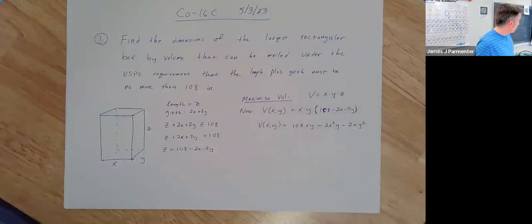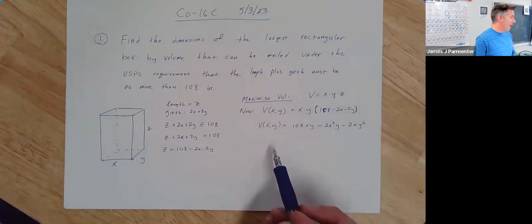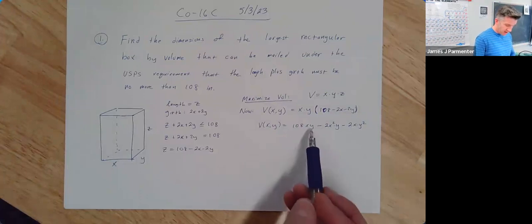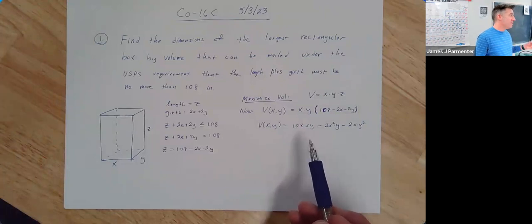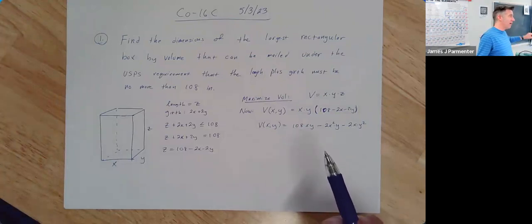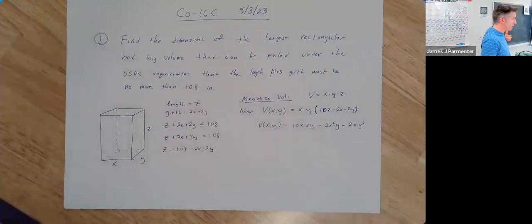A couple observations here. I will point out that this function is symmetric in X and Y, meaning if every X became Y and every Y became X, it would be the same function. That means I know that my answer, X and Y, are going to be the same value. It's a good thing to know, right? If you see that your function is symmetric in X and Y, it's a pretty good bet that X and Y are going to have to equal each other.